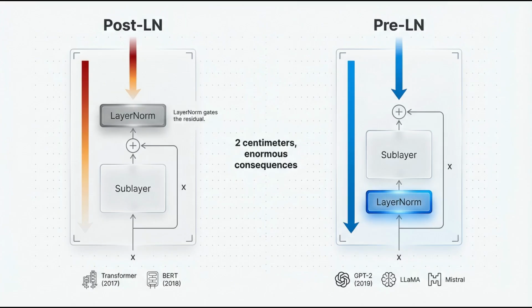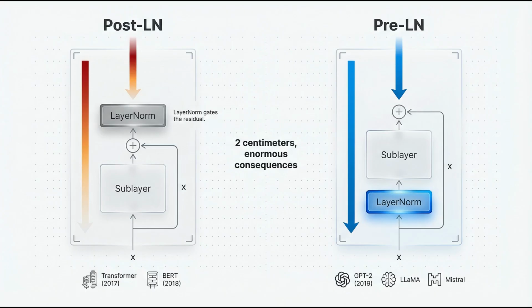2 centimeters that change everything. The original transformer architecture from 2017 used post-LN. That famous paper, Attention Is All You Need. Normalization after adding the residual. It looks logical. Perform the transformation, add the residual, normalize the result.